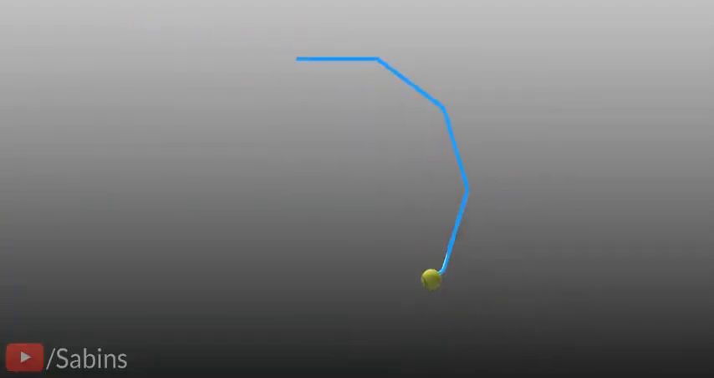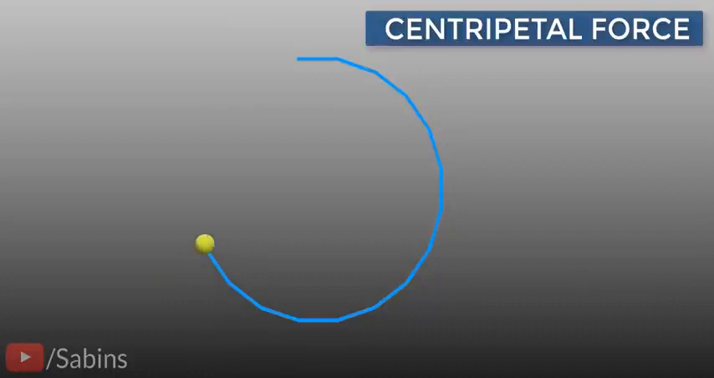Now, observe the shape the object traveled. It's very close to a circle. If the time interval of applied force is significantly smaller, you will get a more perfect circle. Which means, if an object is always acted upon with a force perpendicular to its velocity, the object will move in a circle. This force is known as centripetal force.